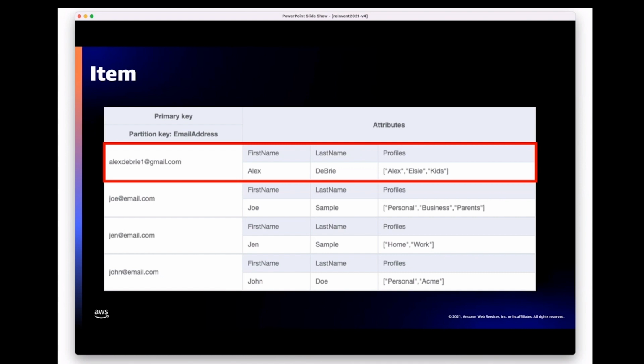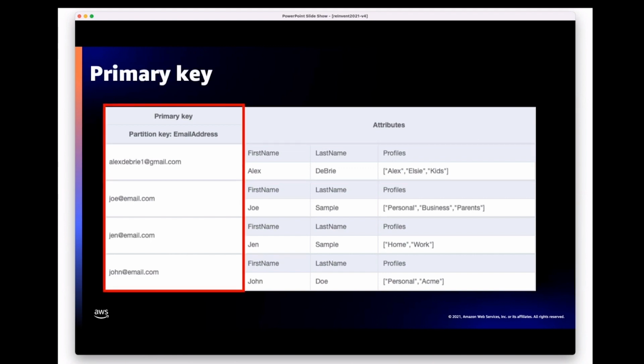Now, when you create your table in DynamoDB, you have to specify what's called a primary key. Every item you put in your table needs to have that primary key and must be uniquely identified by that primary key. So there won't be 2 items with the same primary key. You can see here on the left, we have this primary key. It's the email address that's going to uniquely identify each item in your table.